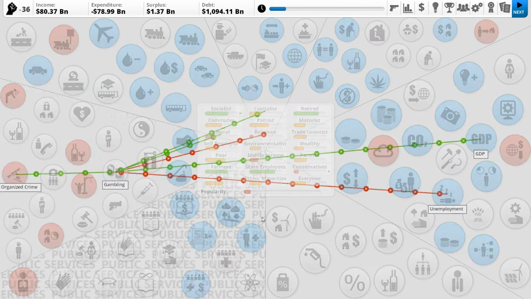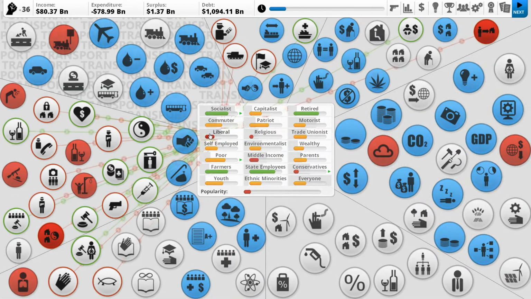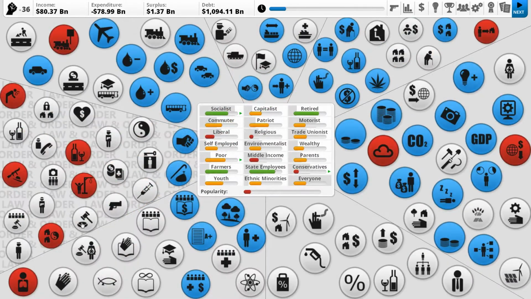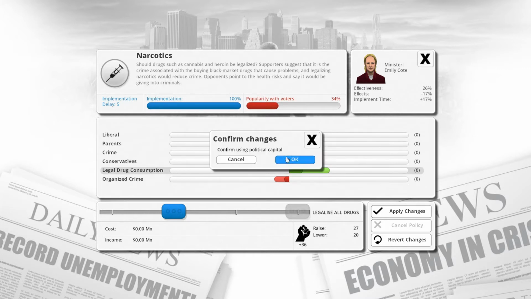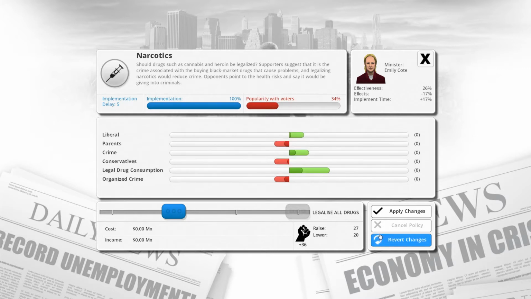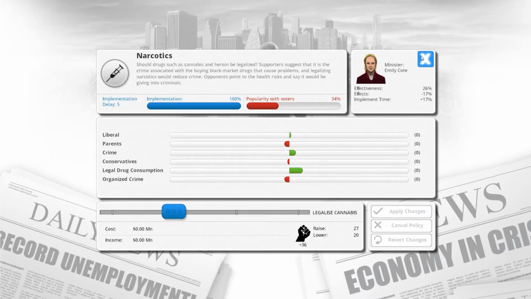So the conservatives are on the up. The liberals not so much. And how do we decrease crime while pleasing the liberals? Well, we give the liberals a bunch of drugs, frankly. This pisses off parents and conservatives. We haven't really looked at parents yet. So let's just cancel this for now. Revert changes.